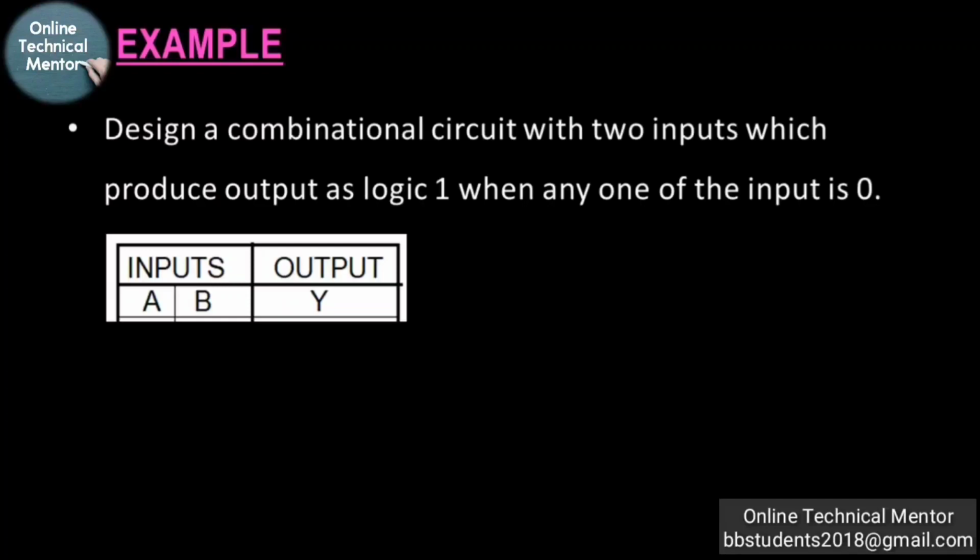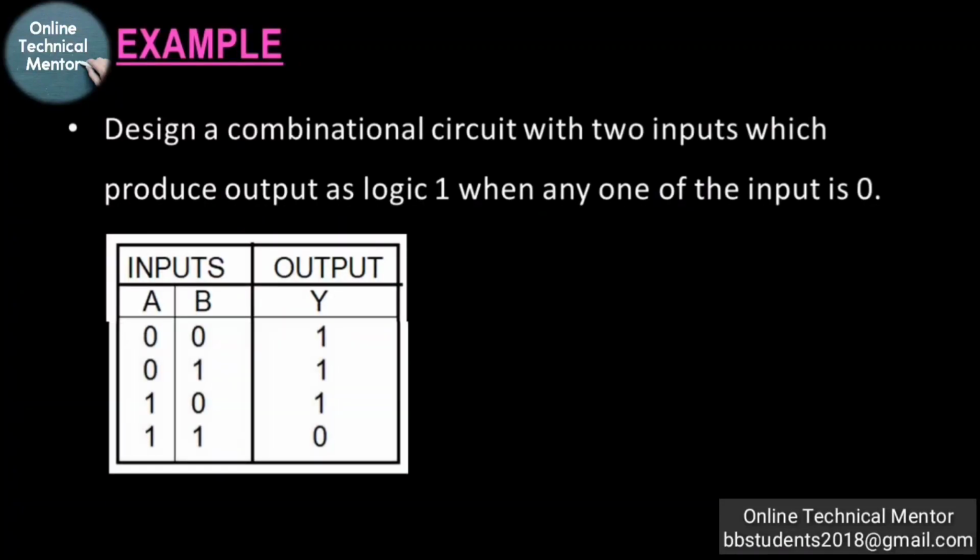Since there are two inputs, there will be 2 to the power 2, or 4, combinations of input. Write the output by considering all inputs. So what is given in the problem? If any one of the inputs is 0, that means if A is 0 or B is 0, the output will become 1. That is, for the first 3 combinations of input, you will get 1 in the output. And for the last combination of input, both A and B are 1. That's why it will produce 0.